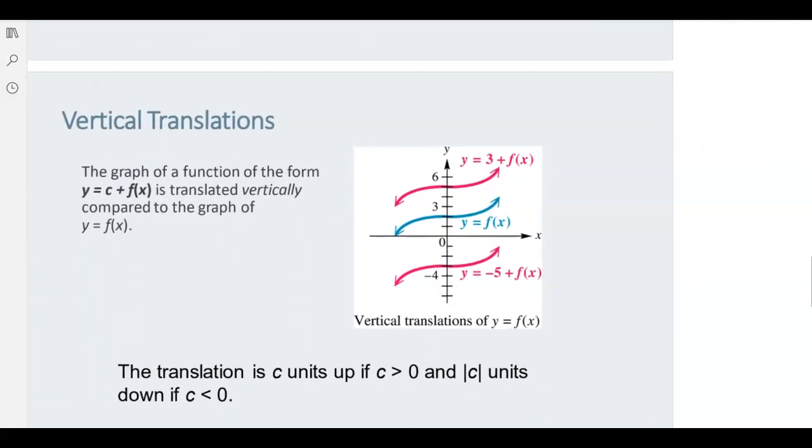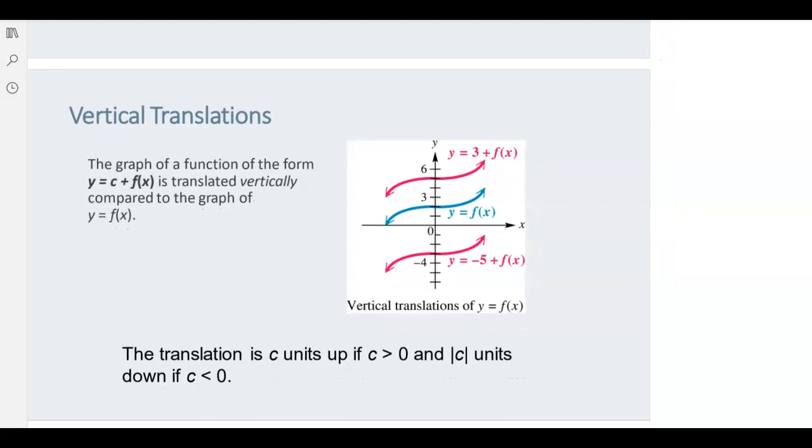So we talked about horizontal translations. Now we'll talk about vertical translations, which shift up and down. When I have a number that's added, the whole graph shifts up. That would be the case right here. And if I had a number that's subtracted, that's going to shift the whole graph down.